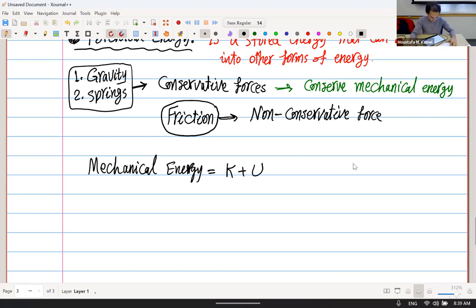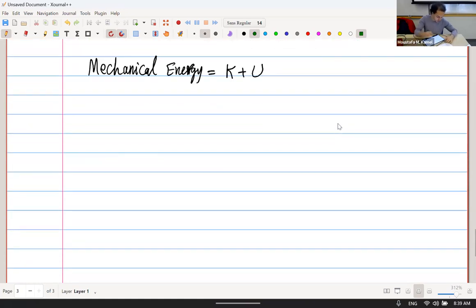Okay. So we will start with gravity and derive a formula for gravitational potential energy now. Okay. So the derivation of gravitational potential energy, which we denote as U sub G.